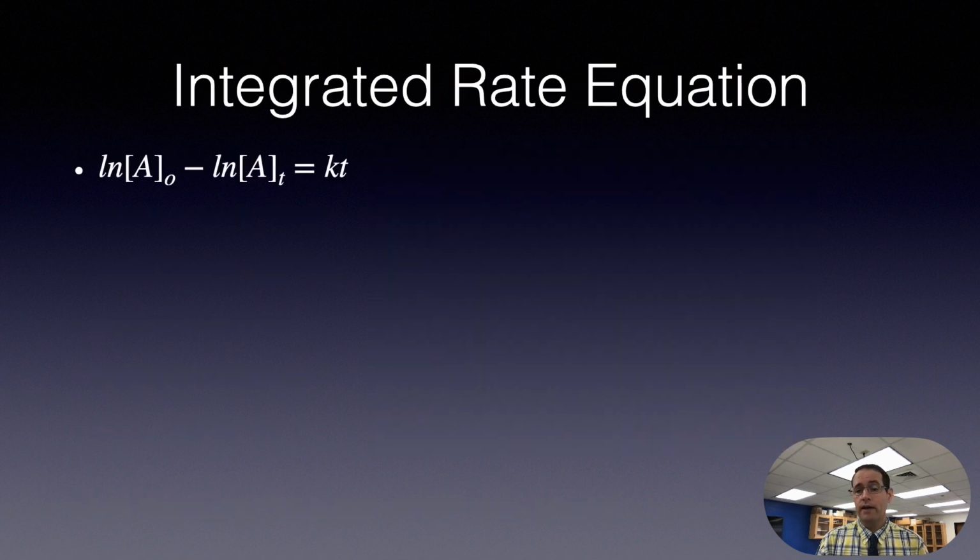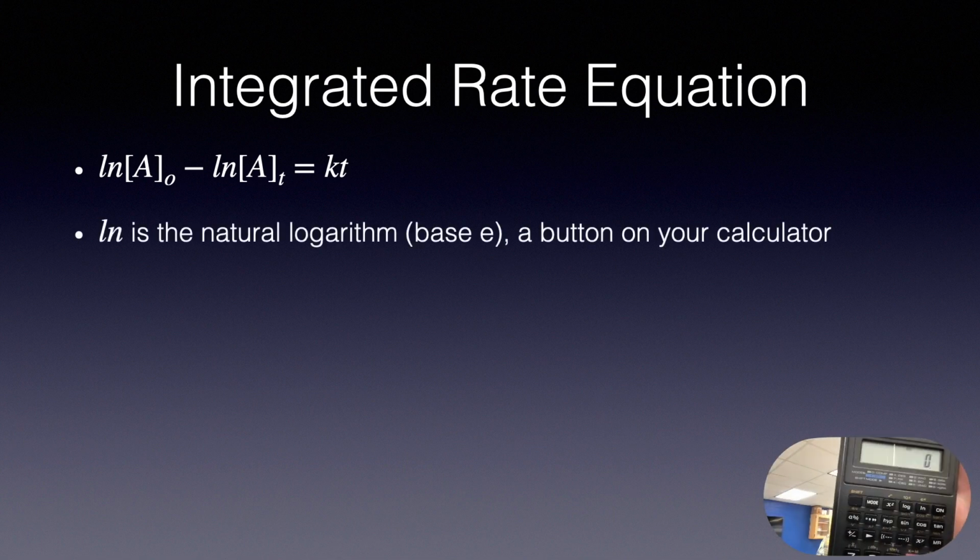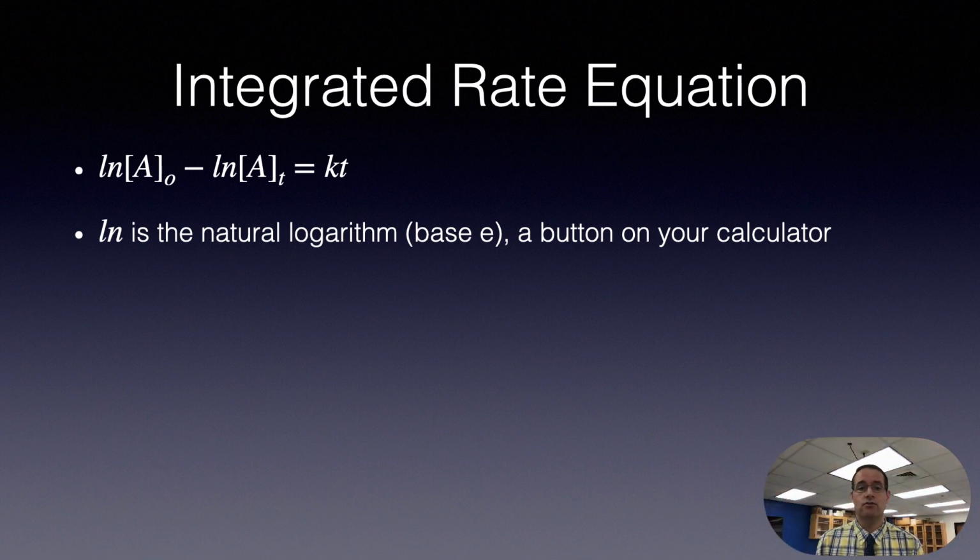So we have this equation, the natural log of [A] initial minus the natural log of [A] final, or at time t, is equal to kt. So what do all these things stand for? Again, the ln is a button on your calculator. You should be able to see the natural log. Don't forget to hit that button when you're calculating something, okay?